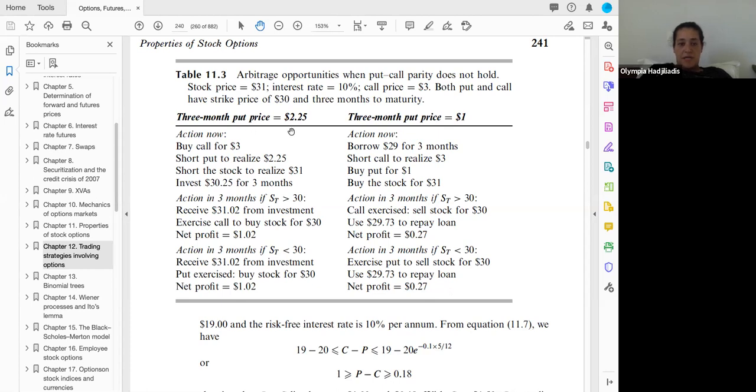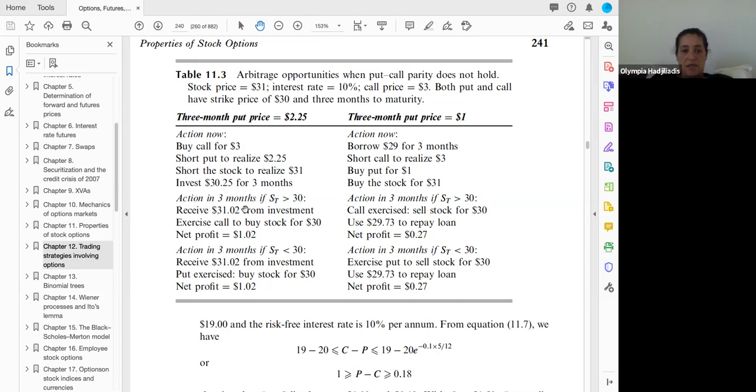So the 3-month put price, this is the summary table. And so the action now, if the 3-month put price is $2.25, is buy a call for $3, short the put to realize $2.25, short the stock to realize $31, and invest $30.25, which is 31 plus 2.25 minus 3. So you invest 30.25 for 3 months.